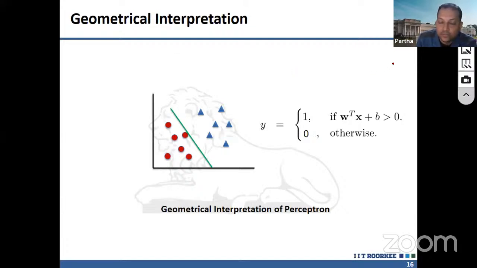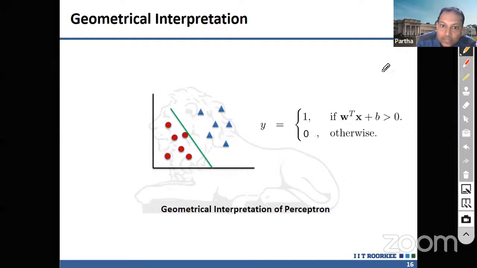How do we decide the value of weights and bias? That we are going to discuss now. That's actually learning. So we have this geometrical interpretation of the perceptron. We have these different examples, with, for example, x1 and x2, and then we are making y equal to w1 x1 plus w2 x2 plus b. This is actually the equation of a line.